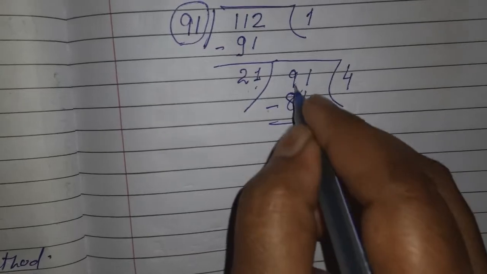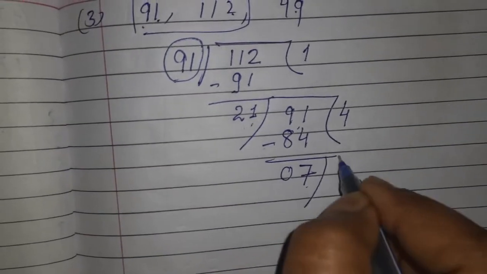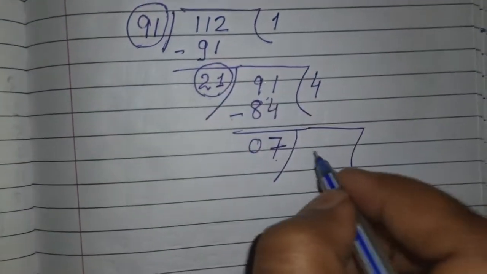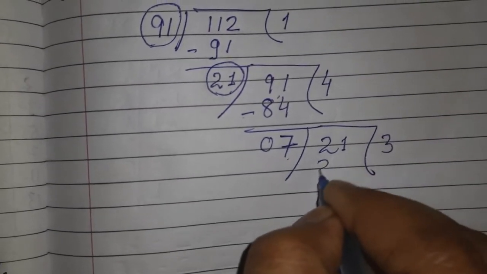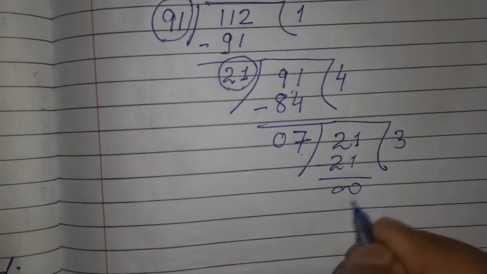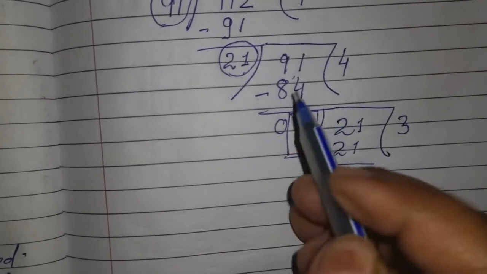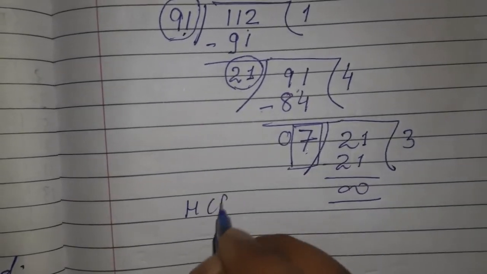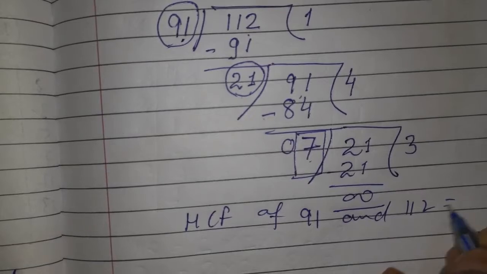From here 8, 0. Now see, this remainder, now make it the divisor, and inside this will come 21. Now 7 3s are 21. See here, now 0. So what is your answer here? 7. But this is the answer of only these two numbers, that is 91 and 112. So the HCF of 91 and 112 is 7.